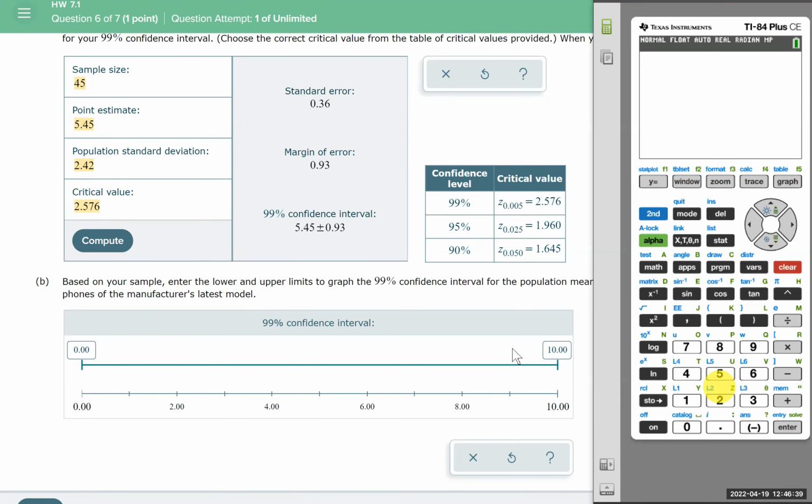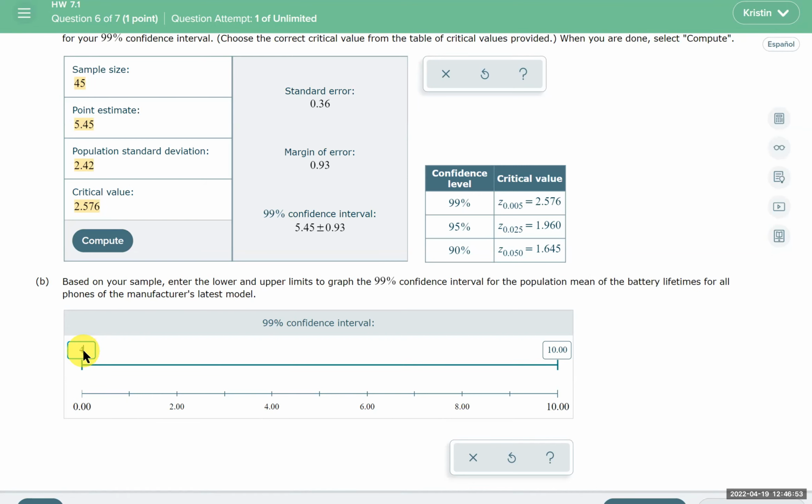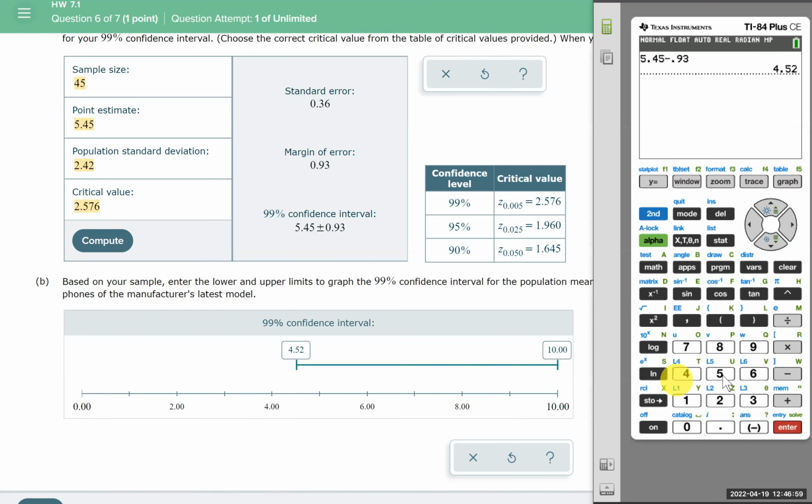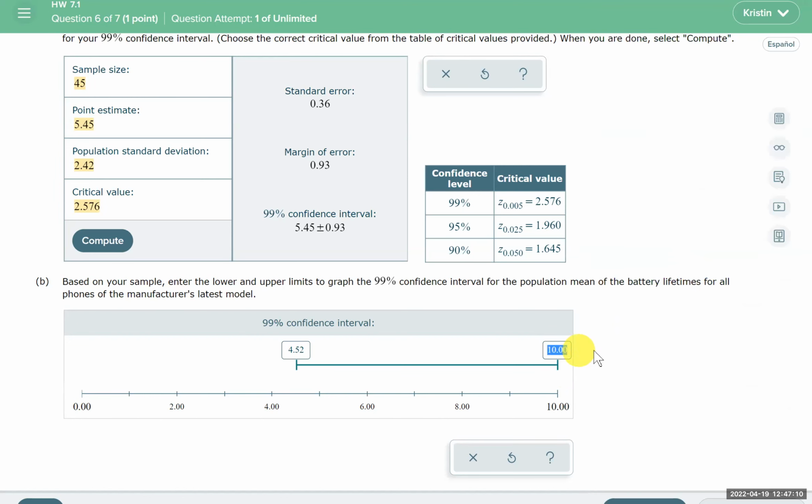Okay, so the lower limit, we would take the point estimate, 5.45, and subtract the margin of error. All right, so the lower limit is 4.52. So I'm just typing that in, and it will move it for us. And then the upper limit, 5.45. This time we add the margin of error, bringing us to 6.38. So I'll put that here, 6.38.